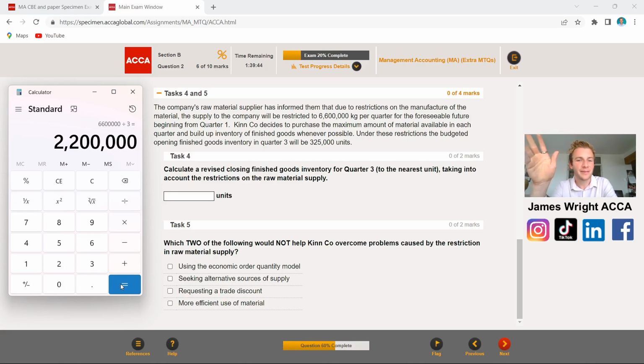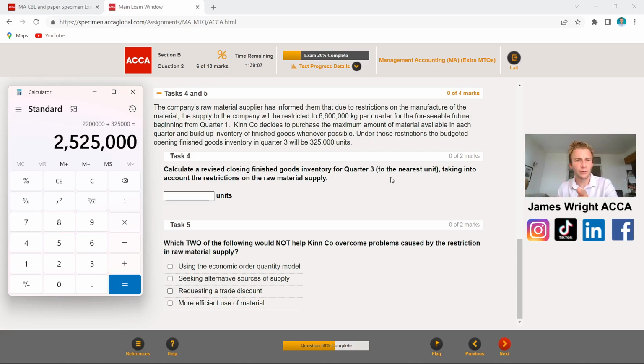Now, say hypothetically that we've got the extra 325,000 on there as well for the opening finished goods of quarter 3. So plus 325,000, gives us a total number of units that we can produce based on these restrictions to be 2,525,000 on there. The reason that I'm making this point is, can you see how it says to the nearest unit in brackets? So you've got to be careful that it may want you to be rounding up decimals here.